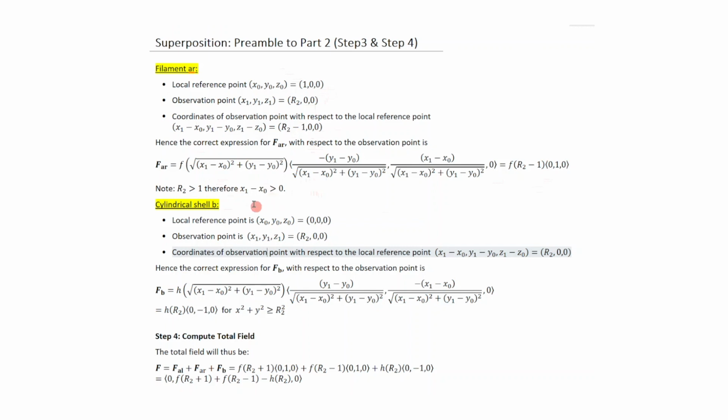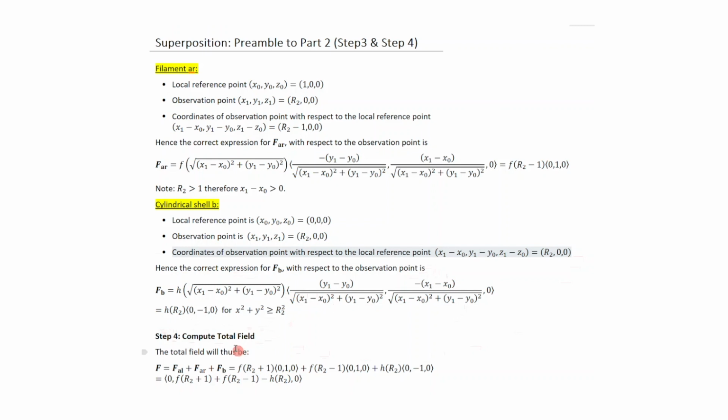For the cylindrical shell B, this is our local reference point. The observation point is still the same, and so the coordinates of the observation point with respect to the local reference point will take on this value. Hence, the correct expression for FB at the observation point in this case will be this value, which is for when you're just outside the cylinder. And of course, our observation point is outside the cylinder, so this is the correct expression to use.